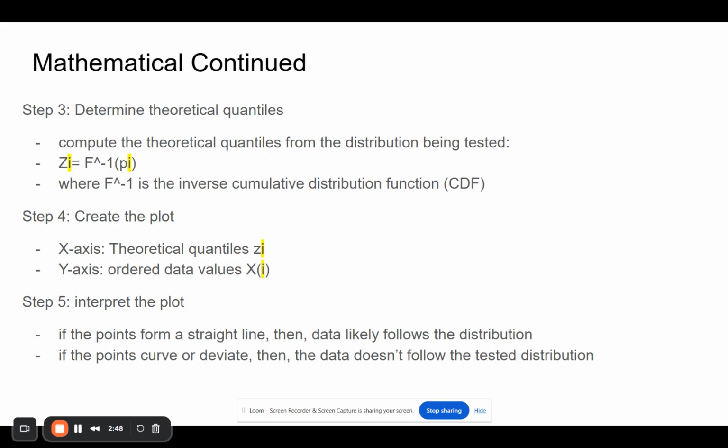And essentially what you're looking for is if the data points fall roughly along a straight line, it means that the data will likely follow the distribution. But if the points curve or deviate from the line, it's suggesting that the data does not match the theoretical distribution.